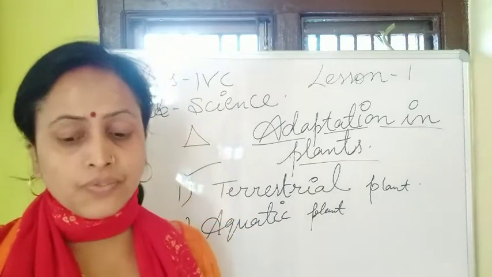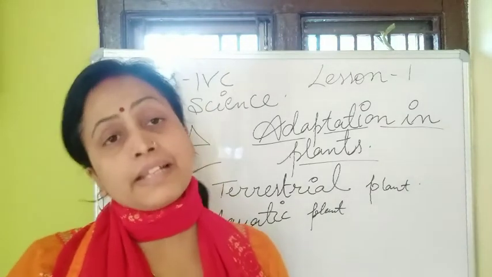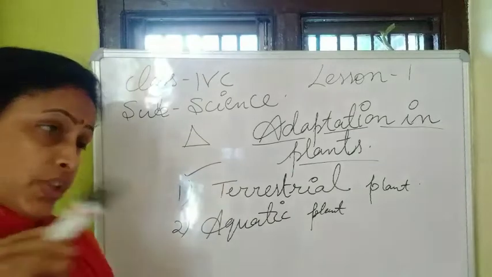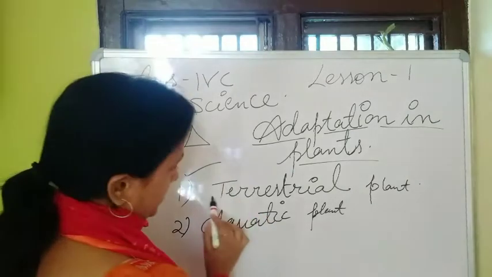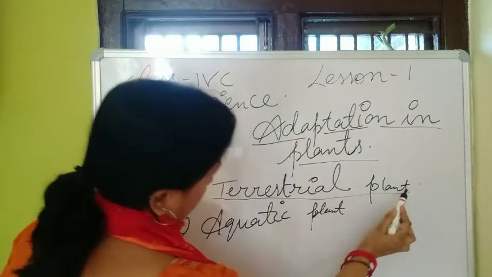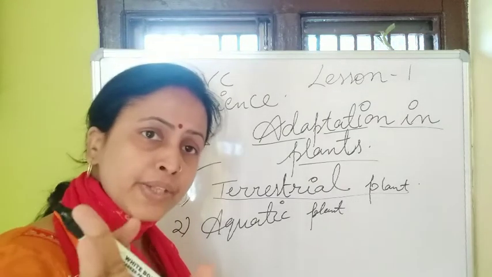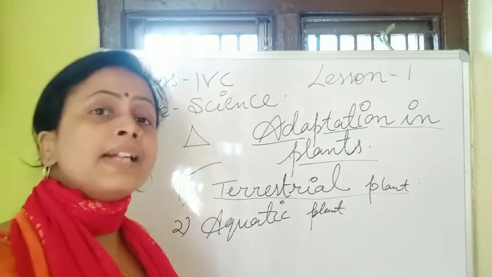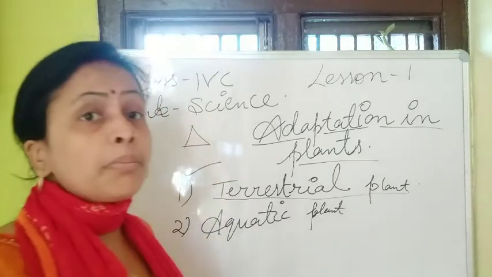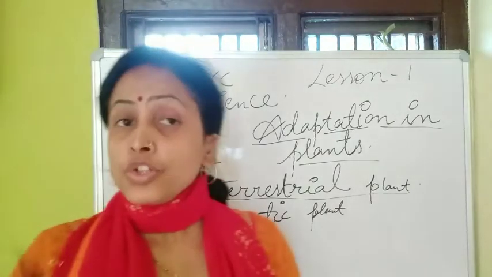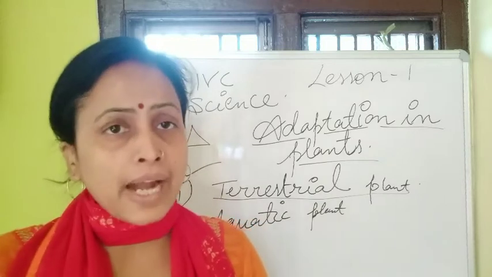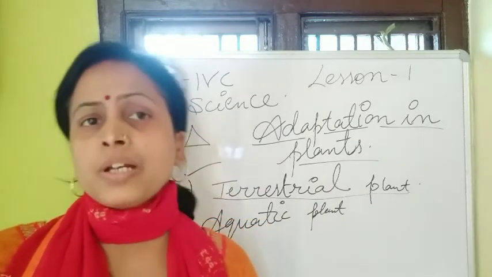Now, the second we will learn is plants in desert. Which point are we covering? Terrestrial plants only. These are the features of terrestrial plants. So, hilly area is over. Second is plants in desert. It is also a part of land, and land means terrestrial plant.